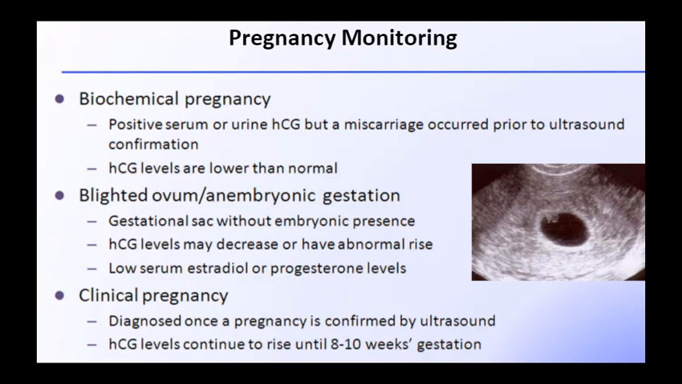A clinical pregnancy is diagnosed once a pregnancy is confirmed by ultrasound. HCG levels rise appropriately as noted in the previous chart. An ongoing pregnancy is a current, viable pregnancy as shown in the image here.